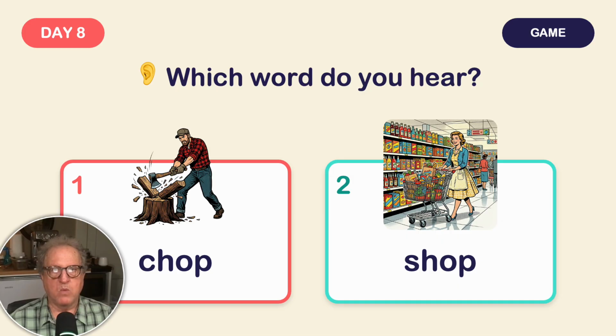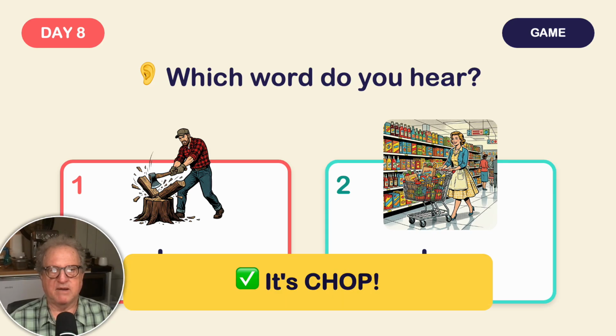Okay, I'm going to say one word, and you tell me, is it number 1 or is it number 2? Here we go. And say the word out loud. Once you say the number out loud, once you know. Here we go. You ready? Chop. What number is it? Yes, it's chop. Number 1. We need applause. All right. Let's go to the next one.